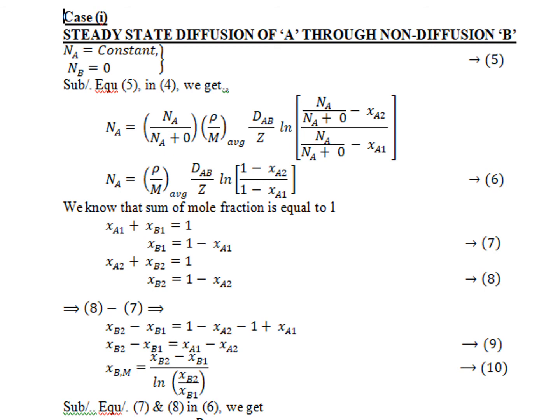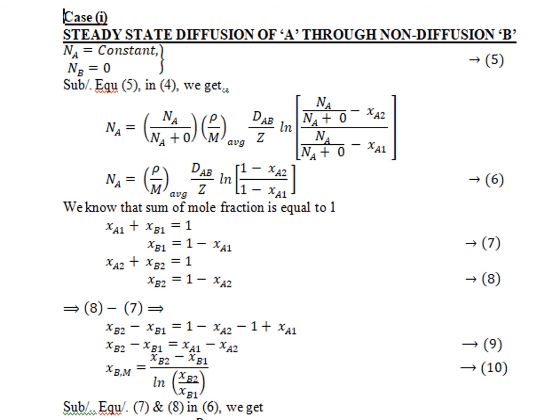Why will we take NA equal to constant? Capital A is diffusing through capital B. So that's why we will take NA equal to constant. What is NB? NB is equal to 0. So why will we take NB equal to 0? In this case, non-diffusing capital B means a stationary component.